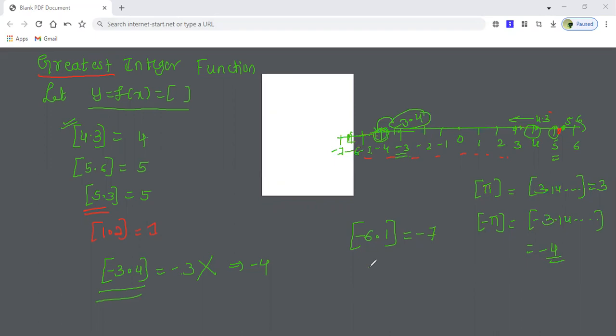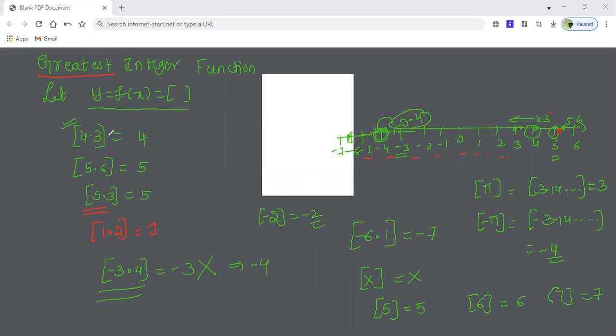In general, if you have the greatest integer of x, and x is any integer, then it is x only. For example, the greatest integer of 5 is equal to 5. The greatest integer of 6 is equal to 6. The greatest integer of 7 is equal to 7. And the greatest integer of minus 2 is equal to minus 2. So if you have an integer inside, then that itself is the greatest integer.